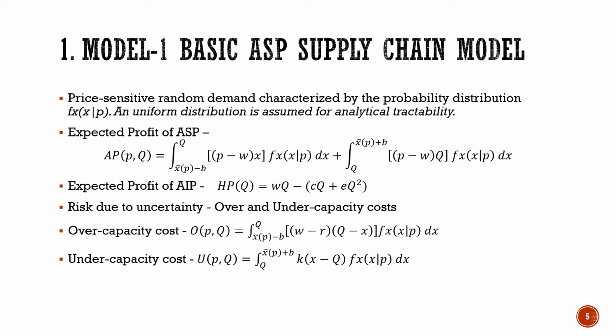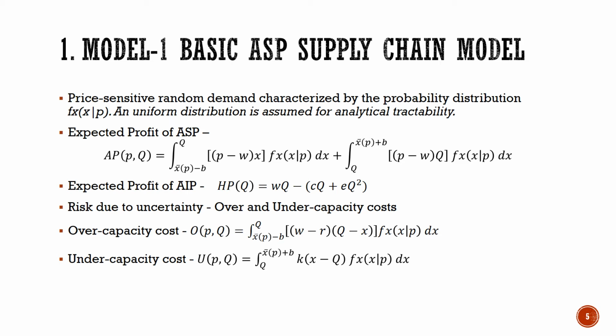This model captures the specific features of the application service provider and application infrastructure provider. This model and results are general in nature and are also applicable to those service industries exhibiting similar characteristics of ASP. There is a price sensitive random demand characterized by probability distribution F of x is equal to x by p, and uniform distribution is assumed here for analytical tractability.